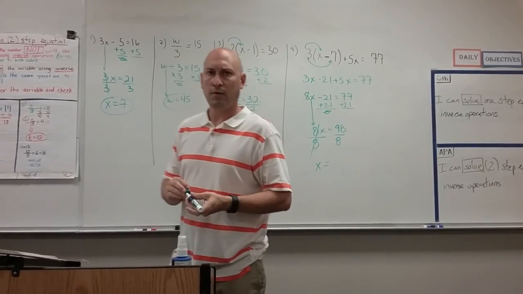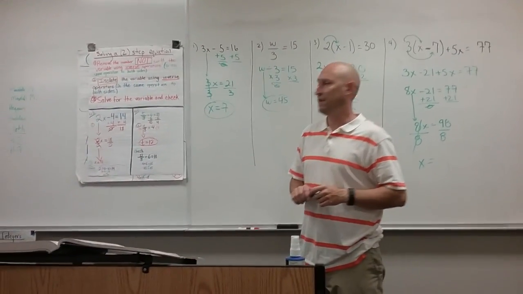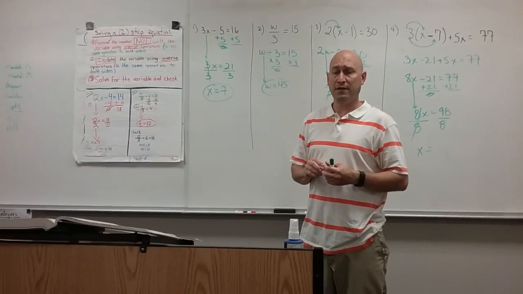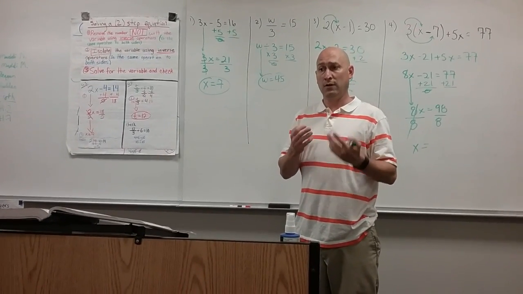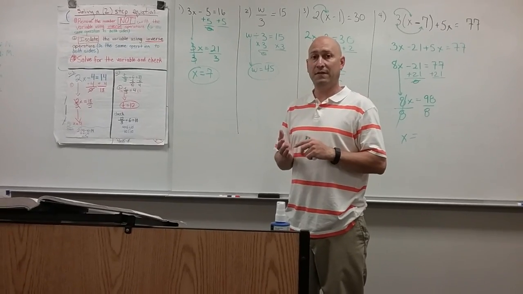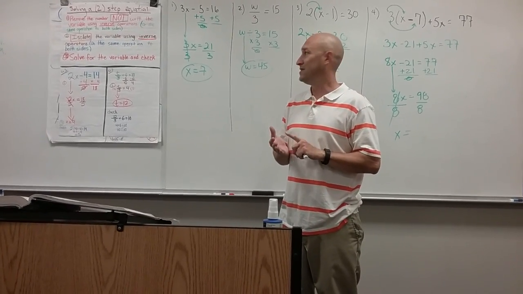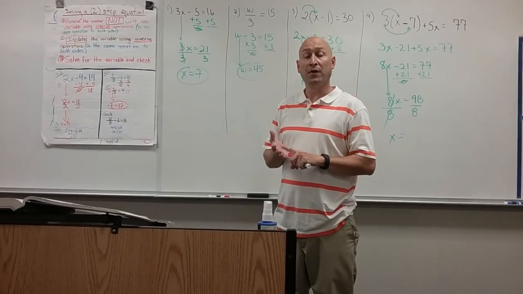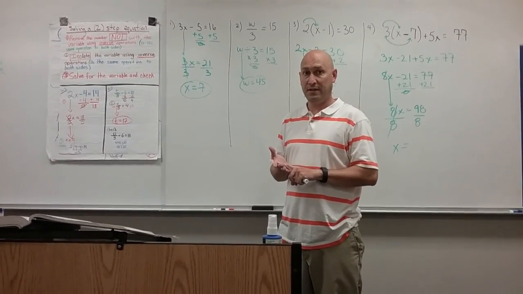So just as a recap, the most important thing in dealing with a two-step equation is that your main goal is still to isolate the variable and then solve for the variable, but before you do that, the extra step with two-step equations is to get rid of the number that's not with the variable first by using inverse operations.